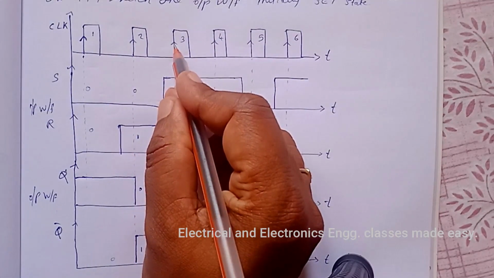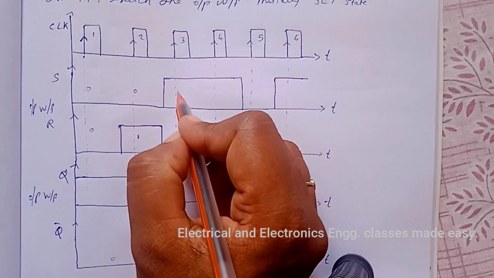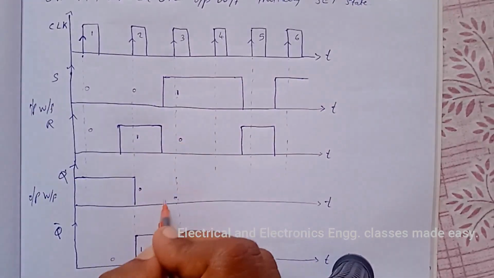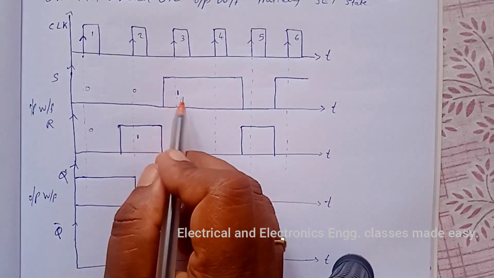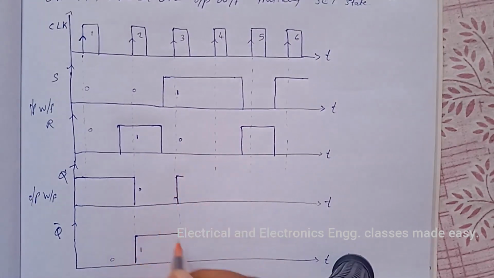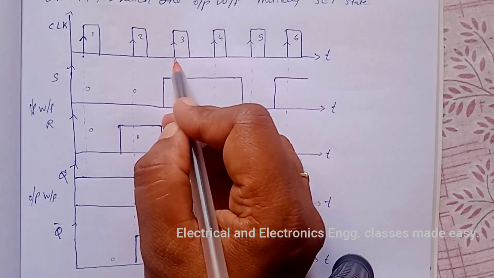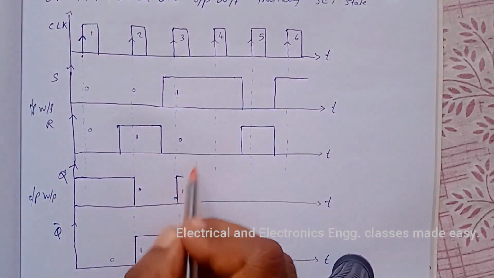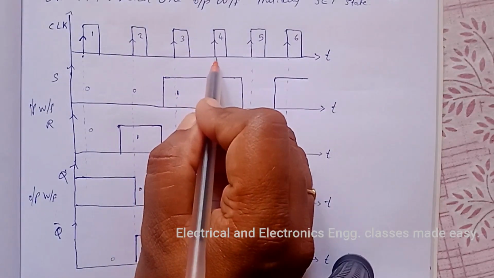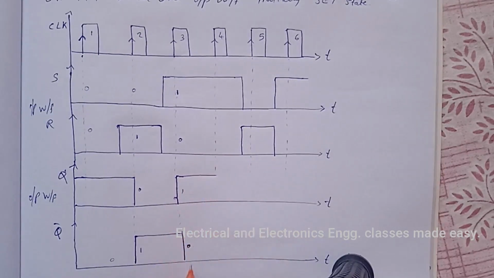And at this point, that is in the third clock pulse, S is high and R is low. That means Q is high and Q bar is low at the edge of the third clock pulse. And it will continue up to the next edge of the clock pulse. So up to this point it will be high and this will be low.